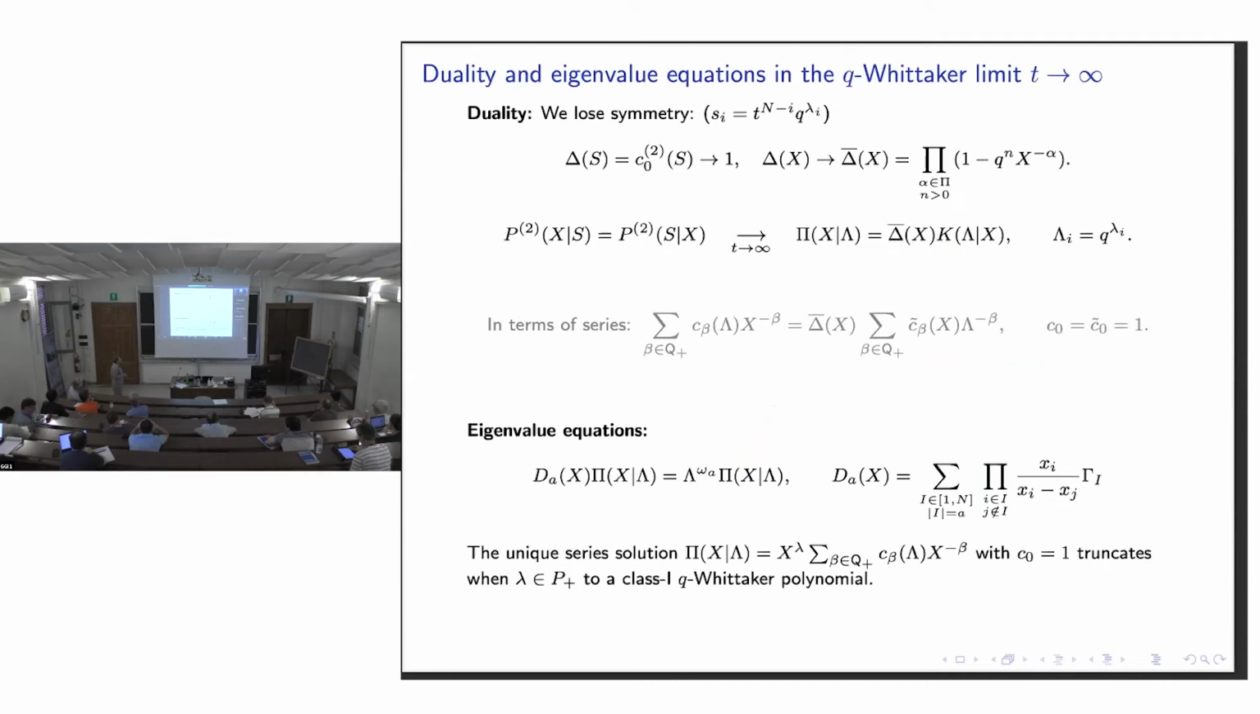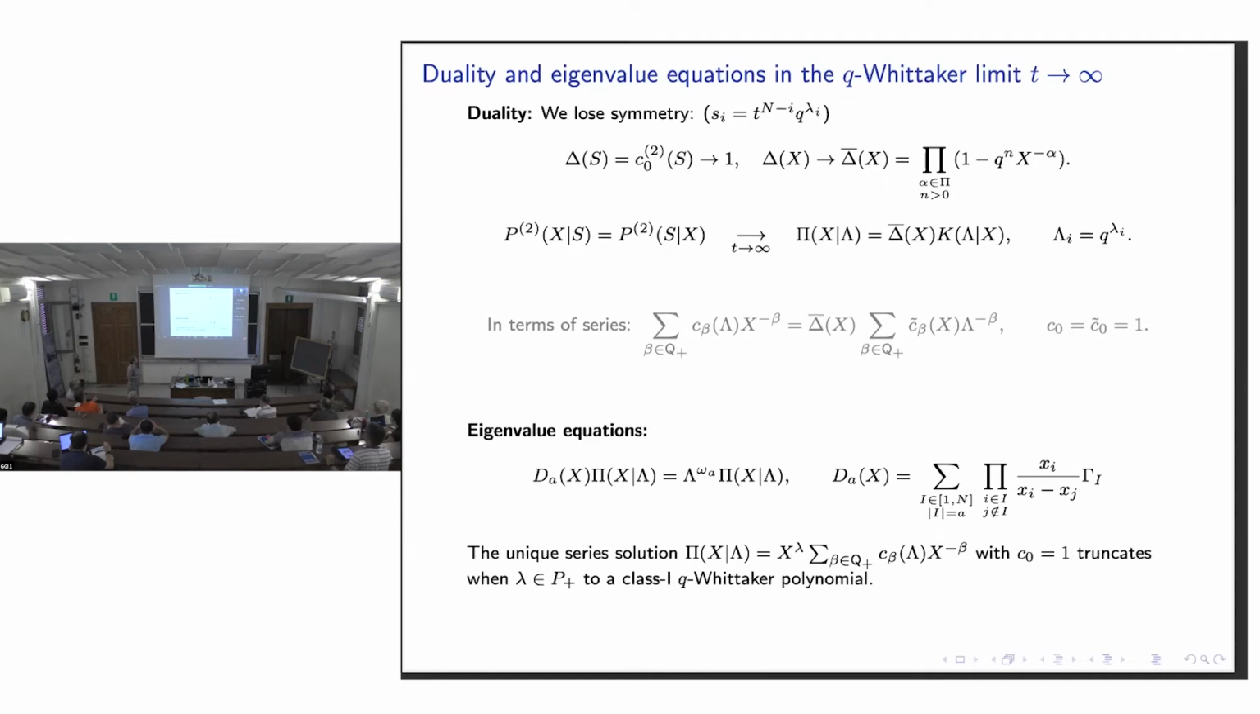Okay, but in this Q Whittaker limit, which has to do with the quantum Q system, we lose some symmetry because, for example, these functions delta of S, because S depends on T, you only keep the dominant term when you take the limit T going to infinity. In fact, delta of S goes to 1 in the Q Whittaker limit, whereas delta of X doesn't, but it does simplify. It becomes a product over only the simple roots of SLN. And again, it's an infinite product in Q.